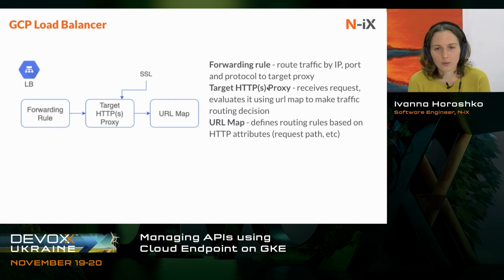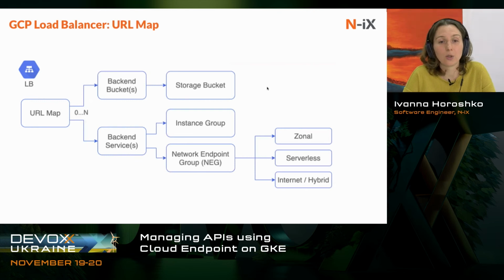And then the target proxy uses the URL map, as I mentioned, to make traffic routing decisions. The URL map is exactly what its name says. It defines routing rules based on HTTP attributes, pretty much as the Ingress resource does when it says that /something goes to this service and /something else goes to a different service. The URL map does the same thing. The difference is that this is a Google product and it can define a number of things where your request can go.